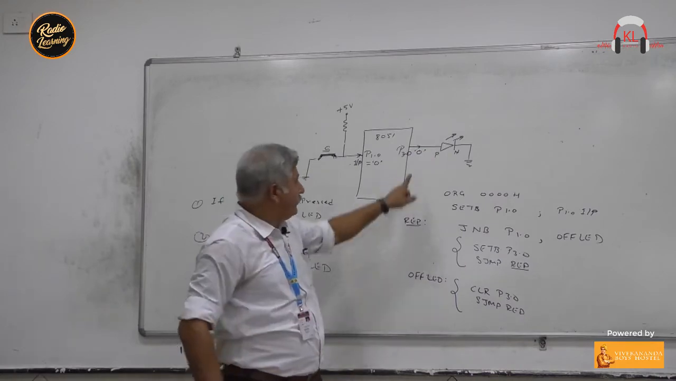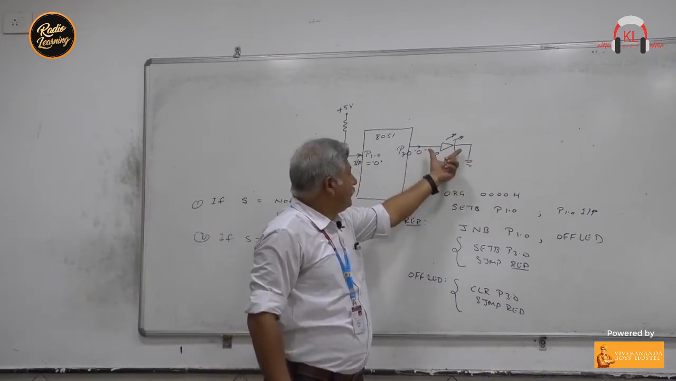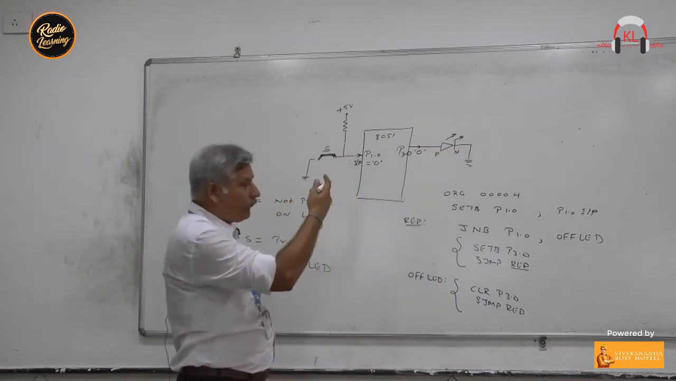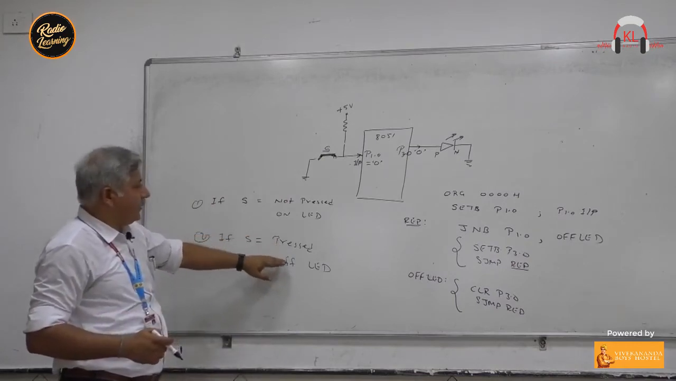Now this P3.0 will become 0. And the N terminal is connected to ground. Both P and N terminals are at the same potential. That's why this LED is off. That is the condition that we require. When we press, the LED is off.